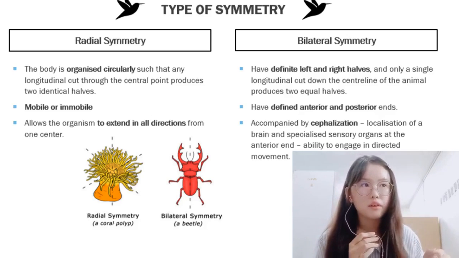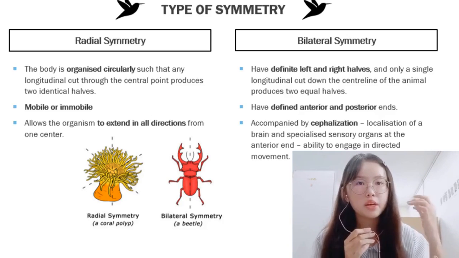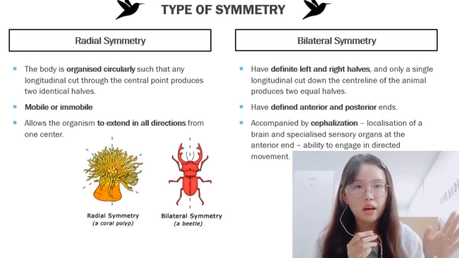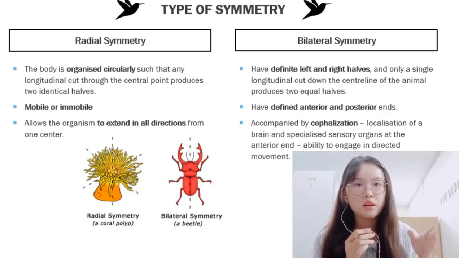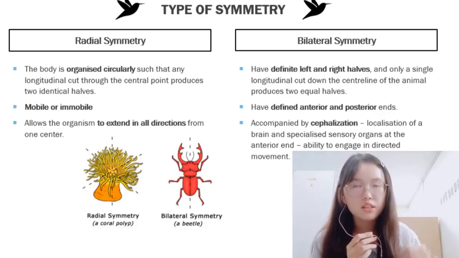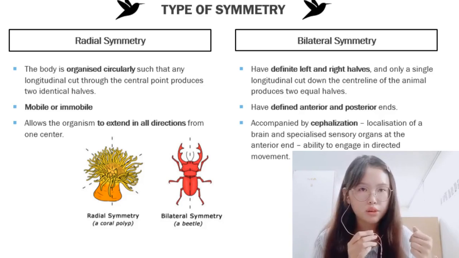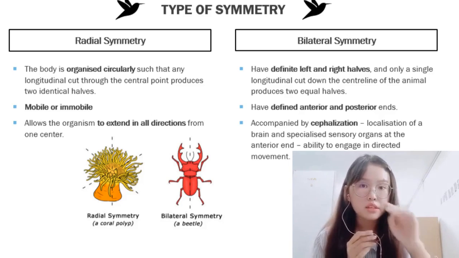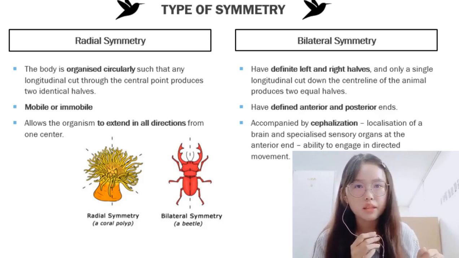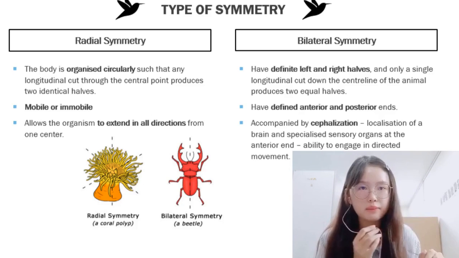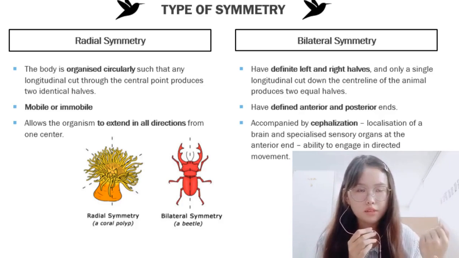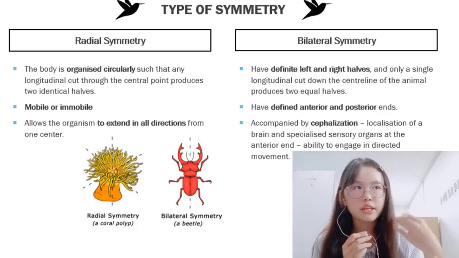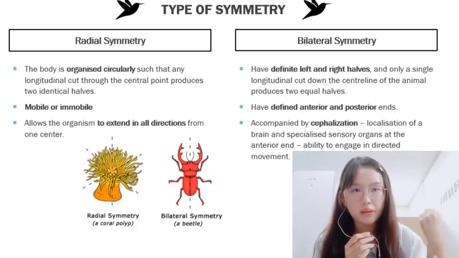So animals having bilateral symmetry will have a definite left and right half, just like humans. They only need a single longitudinal cut down the center line of the animal, and it will produce two equal halves, just like if you cut this into half, it is symmetrical. So they have definite anterior and posterior ends in their body. Anterior is the front part, posterior is the behind part.